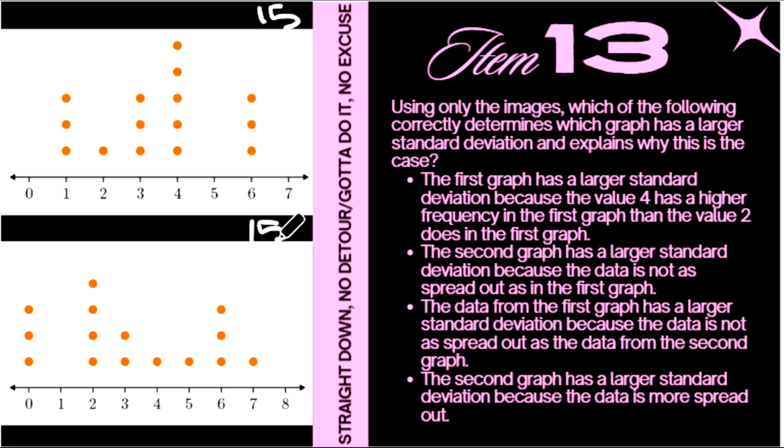We need to find the mean first for each of these. So let's start with the top one. We need to add all our values together. 1 plus 1 plus 1 plus 2 plus 3 plus 3 plus 3 plus 4 plus 4 plus 4 plus 4 plus 4 plus 6 plus 6 plus 6 gives us 52. Divided by 15 gives us 3.466666.